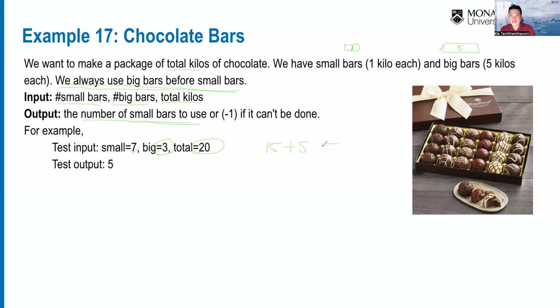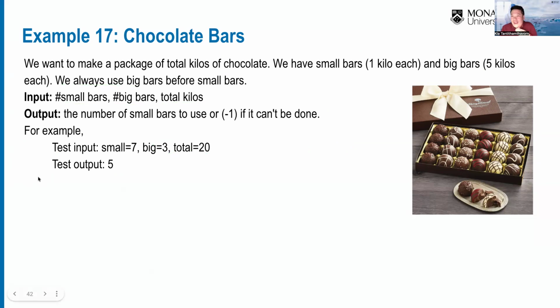Okay, so the return of this function should return 5. Does it make sense? Return the number of small bars to use, okay? If you get this one, can you say thumbs up in the Zoom chat, or say something? Okay, very good, thank you. This is clear. All right, let's move on.